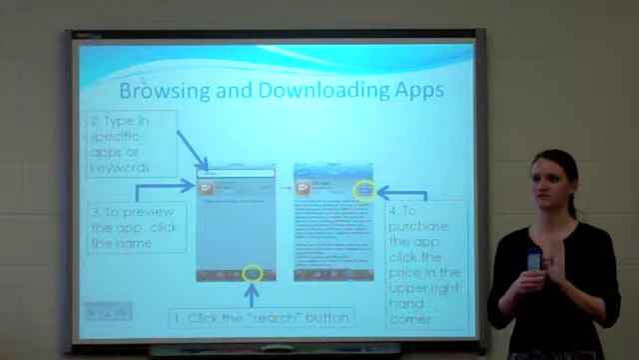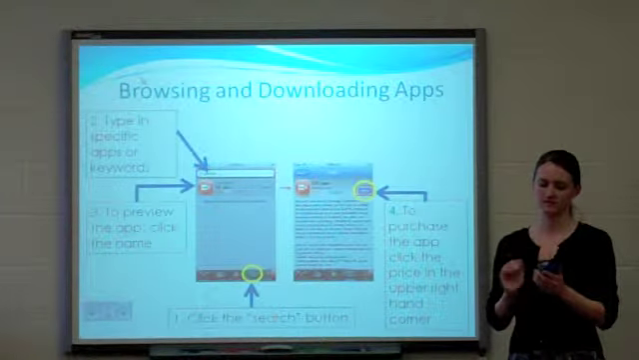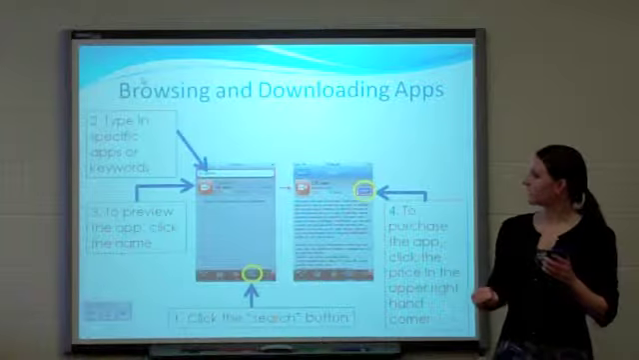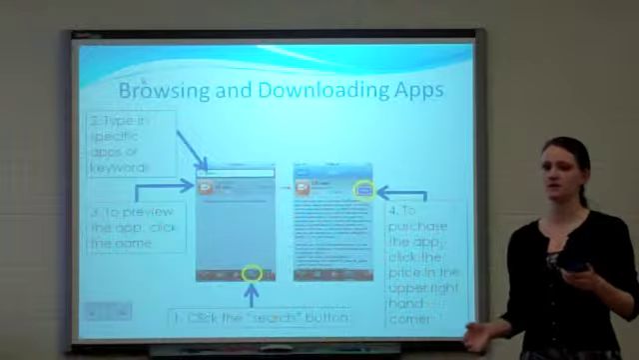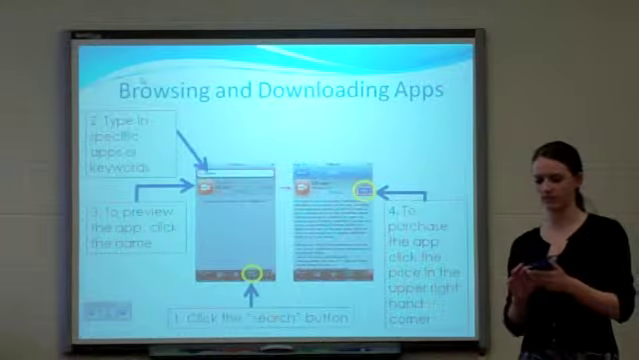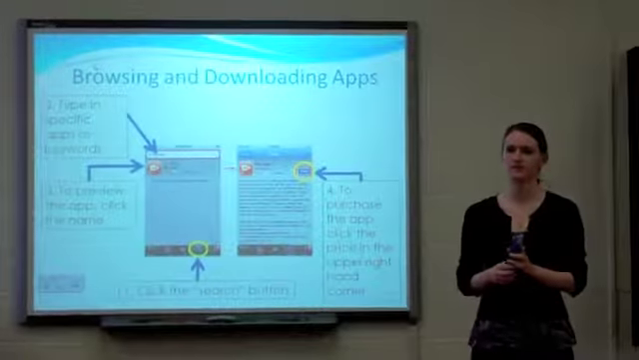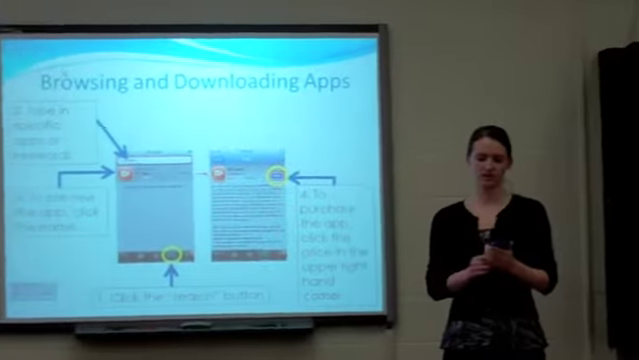and mine already has something typed in there. It says social studies, so to get rid of that, all you have to do is press the X to clear it. And then you can type in a specific app if you know which app you're looking for, or you can type in a keyword like preschool reading if that's what you're trying to find an app for. And then once you have that typed in, you just have to click search.